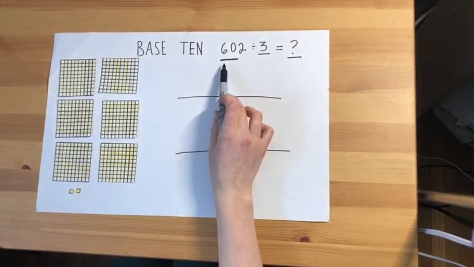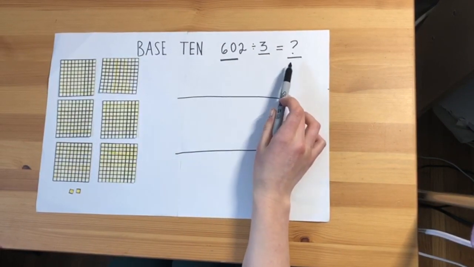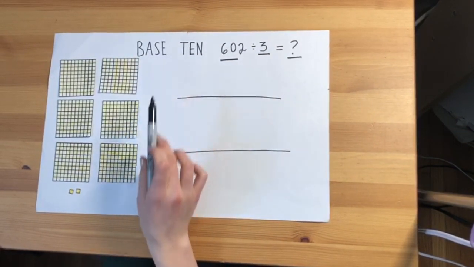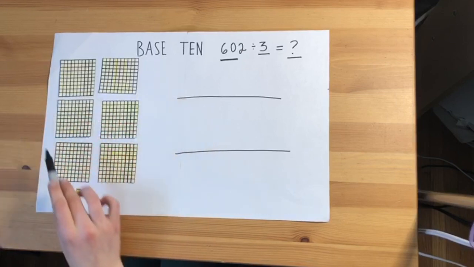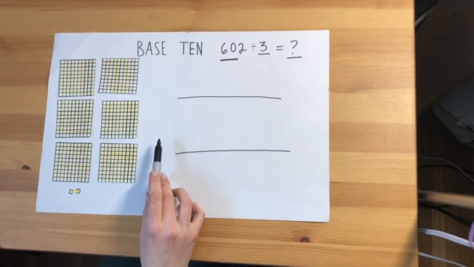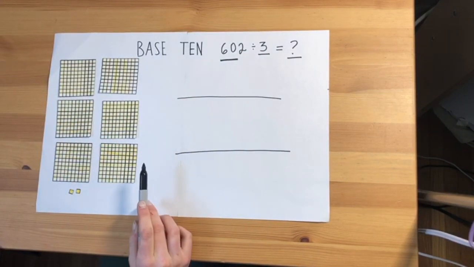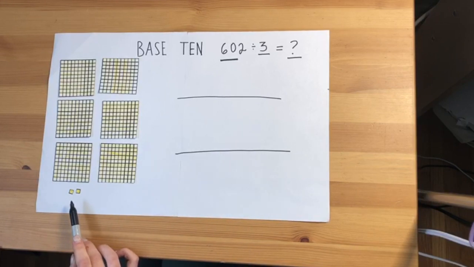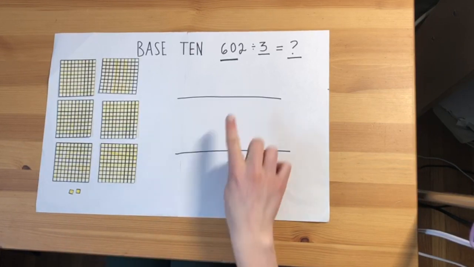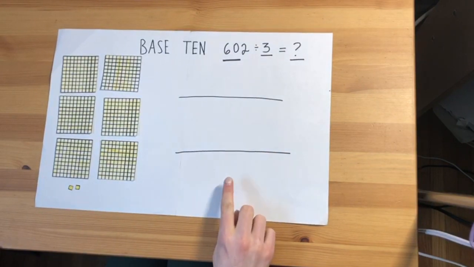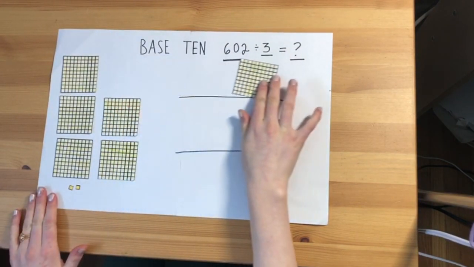I will now be using base 10 blocks to model 602 divided by 3. I have here 6 flat 100s. We don't have any 10 digits, so we won't need any 10 rods today. And here are 2 single units. I have also divided the paper into 3 even sections where I will be dividing the blocks.